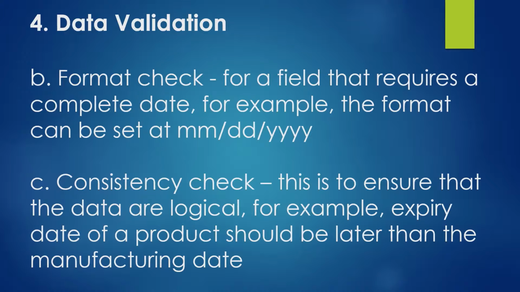Then consistency check. This is to ensure that the data are logical. For example, the expiry date of a product should be later than the manufacturing date. So you can just run through the list and even make a simple formula showing the difference between dates to ensure that the expiry comes after the manufacturing date.